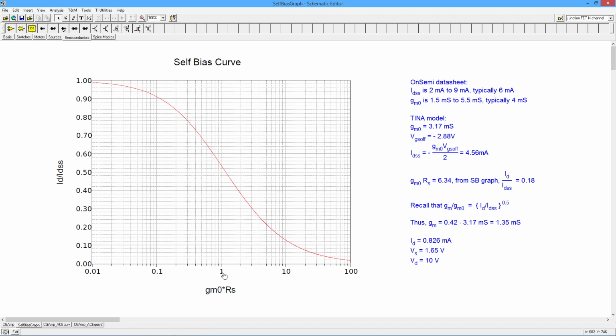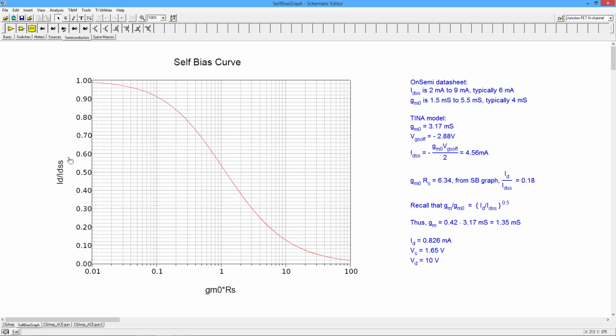So we're going to find that on the horizontal axis. Note this is a logarithmic scale. So here's 1, 2, 3, 4, 5. There's 6. I'm just going to bring that up, hit the red line. We need 6.34, so we can just estimate. It looks pretty much where the red line is going through this horizontal subline. Bring this back, and we can see that's at approximately 0.18. In other words, the ratio of ID to IDSS is 0.18. So ID is 18% of IDSS.